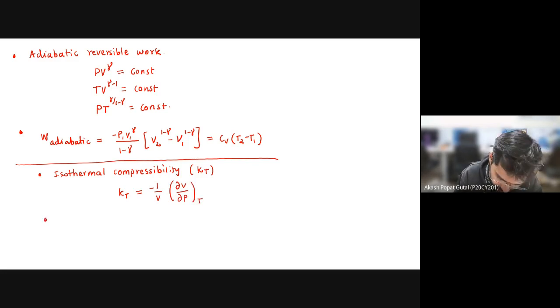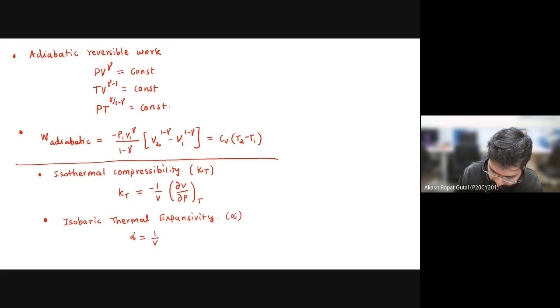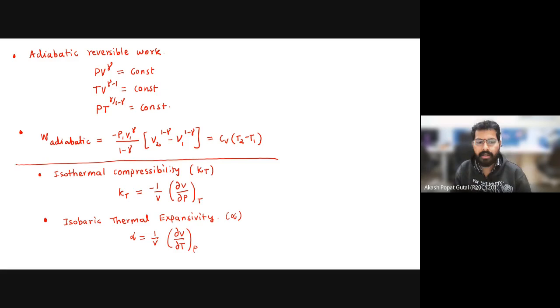The same thing we can write for isobaric thermal expansivity of a gas, and the coefficient related to it is denoted as alpha. Alpha is equal to 1 by V del V by del T at constant pressure. Okay?